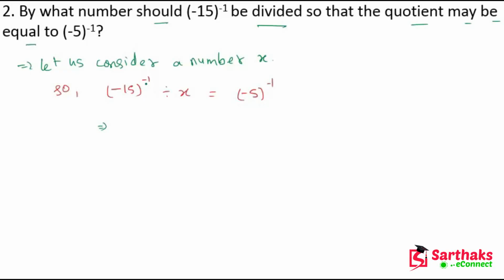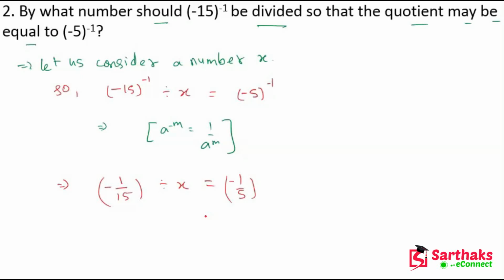convert the negative power into positive. So how can we do this? Again we can use the exponent law. What is this? This is a raised to power minus m is equal to 1 upon a raised to power m. So we are using this, so this will become 1 upon minus 15, divided by x, and this is equal to minus 1 upon 5.